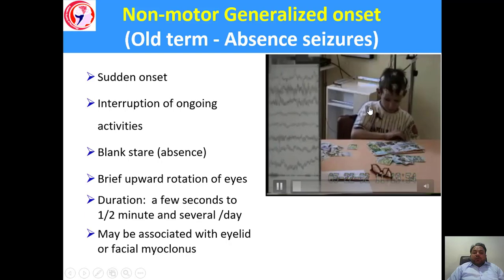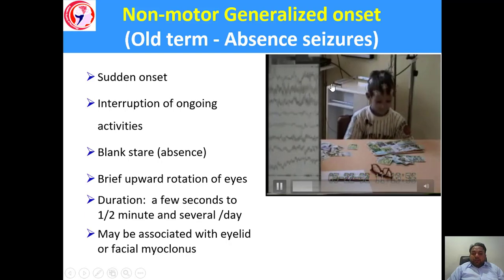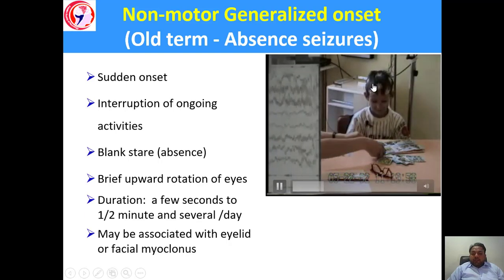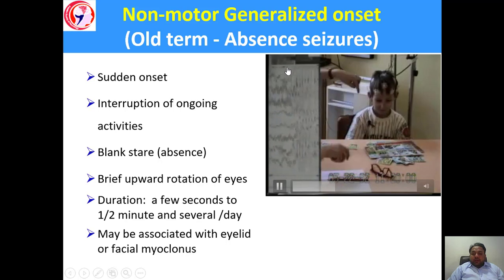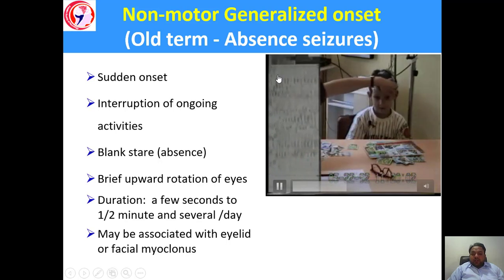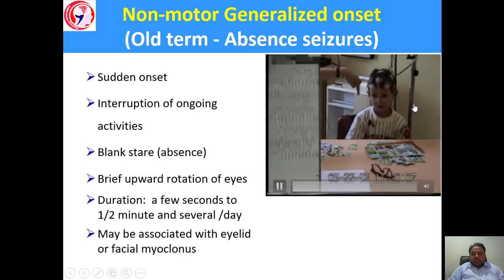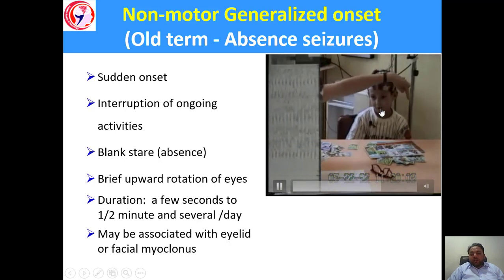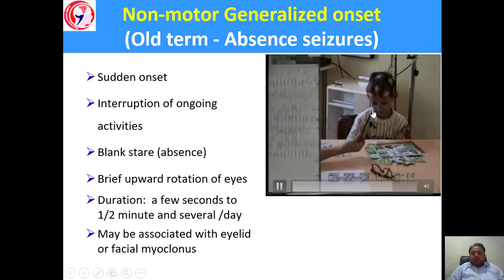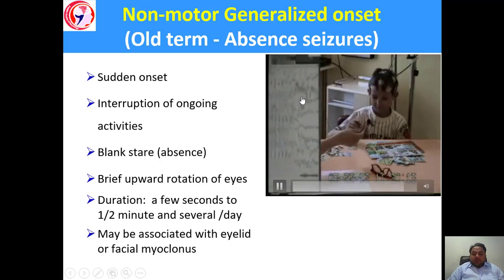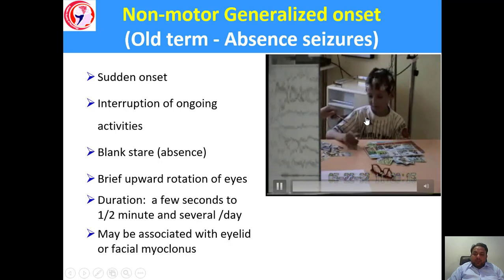This is an example of absence seizure. This is a video in which a child has electrodes on the head and there is simultaneous recording of the EEG and the patient. Here you can see the epileptic discharge and the boy is not responding to the mother's command. Here the EEG becomes normal and now the child is following the command of the mother.